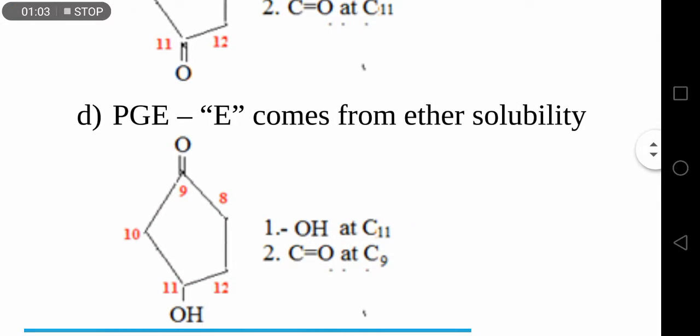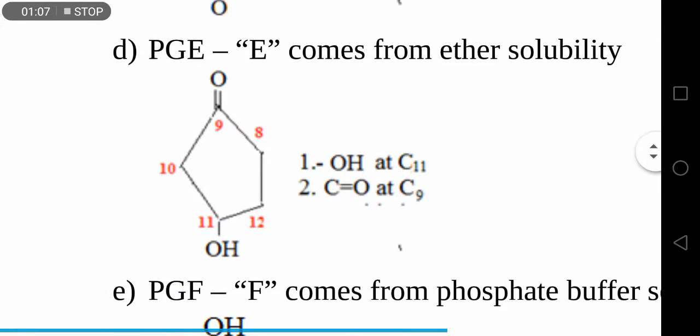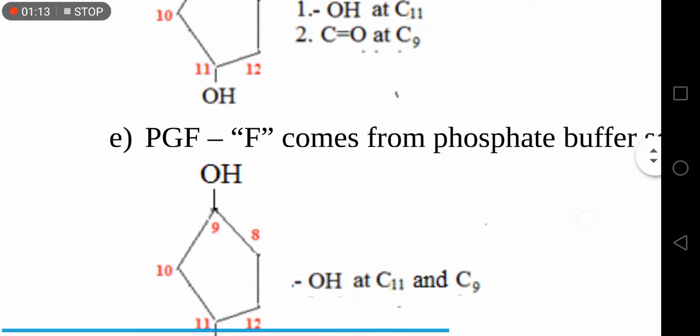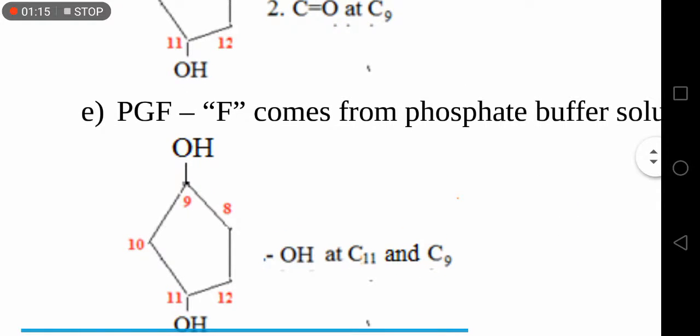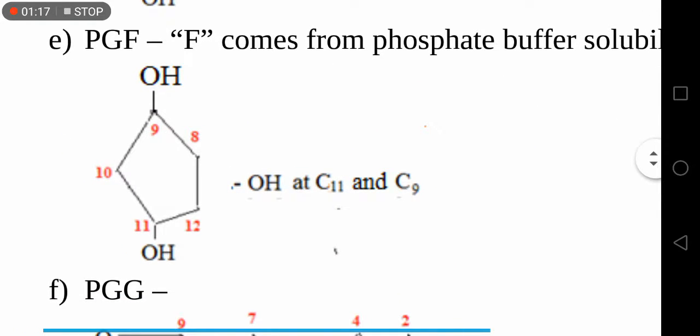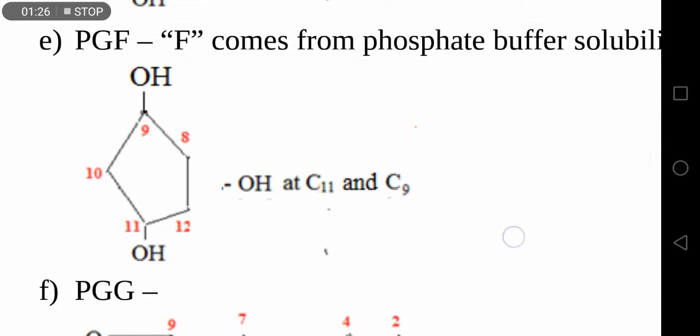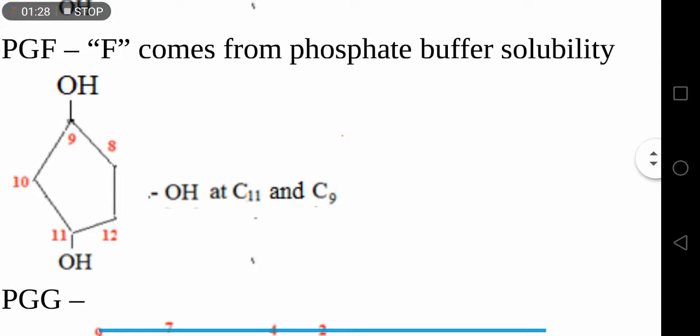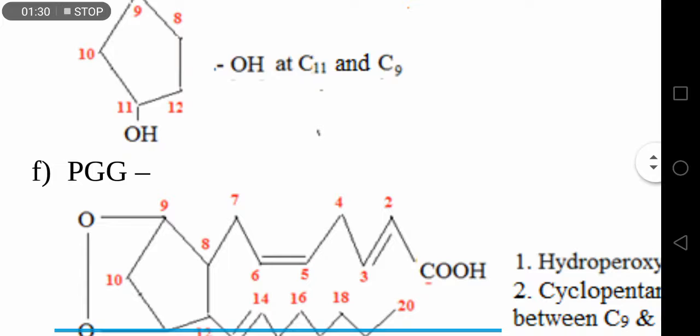Then prostaglandin E. It comes from ether solubility. It contains a hydroxyl group at C11 and a keto group in C9. Prostaglandin F. It contains two hydroxyl groups at C9 and C11. F comes from phosphate buffer solubility.